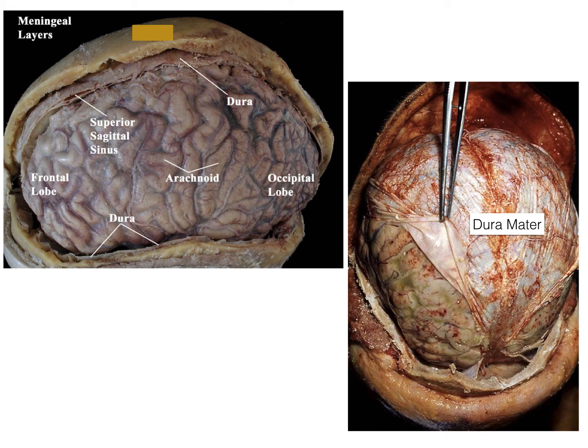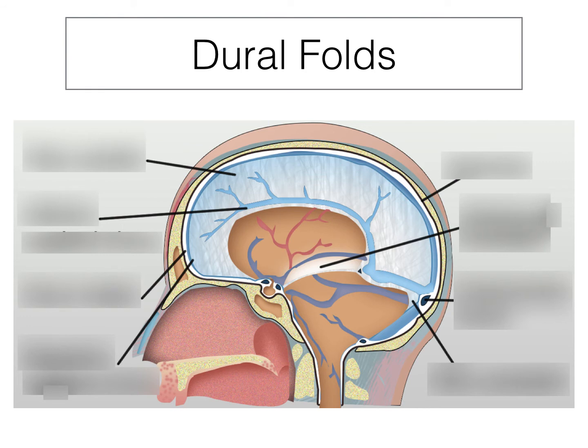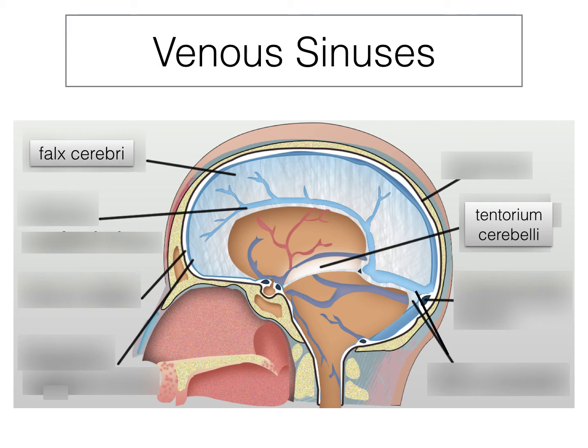The dura mater contains dural folds, which project into the fissures of the brain and help separate the different regions of the brain from each other. The dura mater has two dural folds: the falx cerebri and the tentorium cerebelli. The falx cerebri divides the cerebral hemispheres, and the tentorium cerebelli divides the cerebrum from the cerebellum. The open spaces between the dura mater create venous sinuses, and this is where deoxygenated blood is collected and drains from the brain.